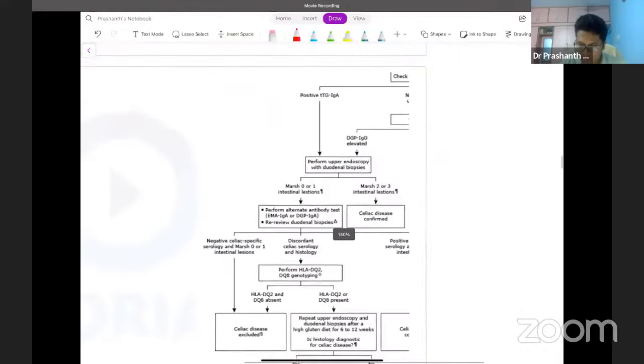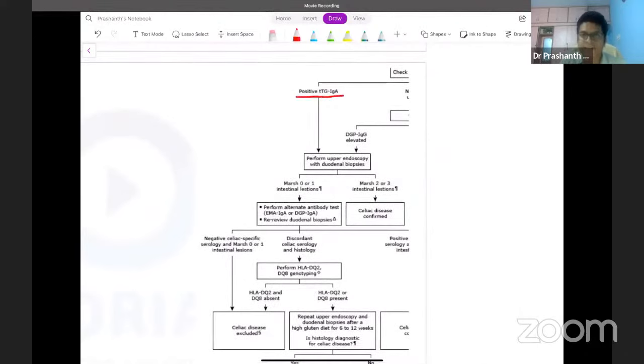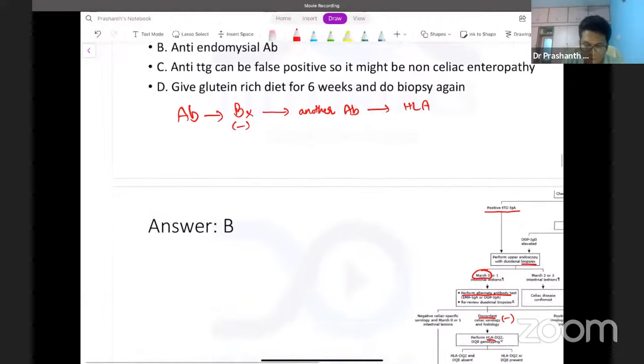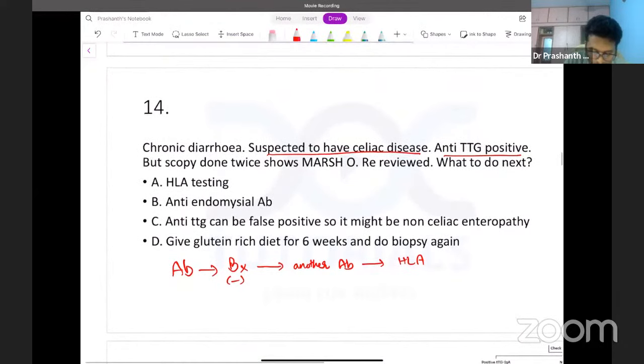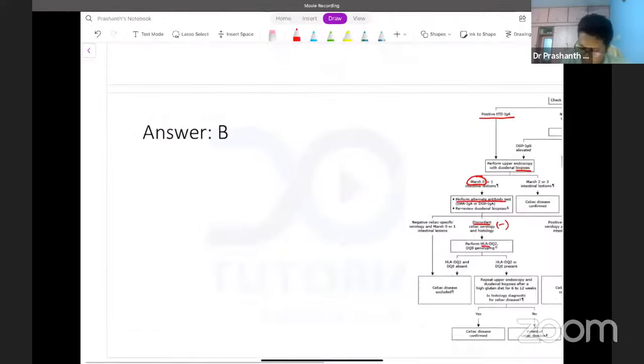So in this question, this is the part of the table that you should know. There is positive TTG. So they have done a biopsy. It has come MARSH 0. Then the next step is to perform an alternative antibody test, and you review the duodenal biopsy. If at this stage it again becomes discordant, that means the antibody now becomes negative, that is when the next step is HLA. So this flow chart will tell you what the answer is. So the answer would be anti-endomysial antibody. Okay, that's about it.